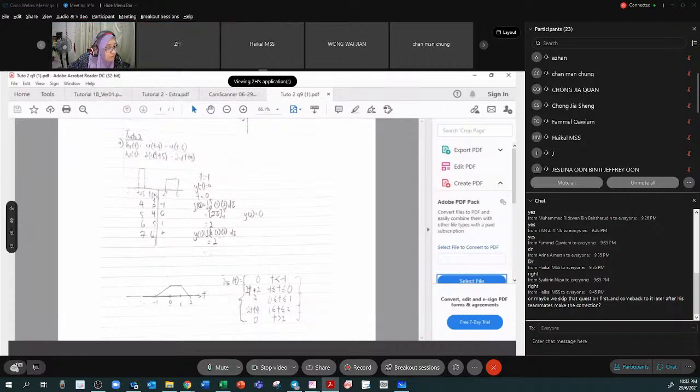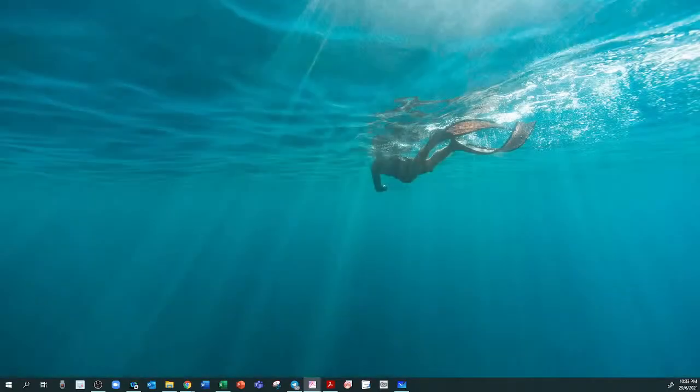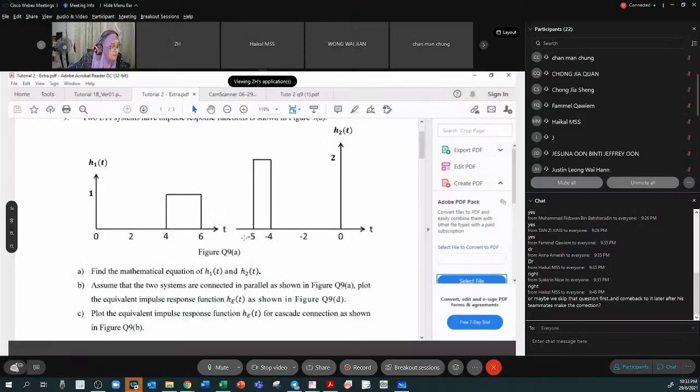Then after shifting, I will look for which part, when t equals how many, will intersect with the x(n). And then question B or C? Sorry, B or C? You're answering for B or C? I think it's B. Are you sure it's B? If you read the question, just show that question.